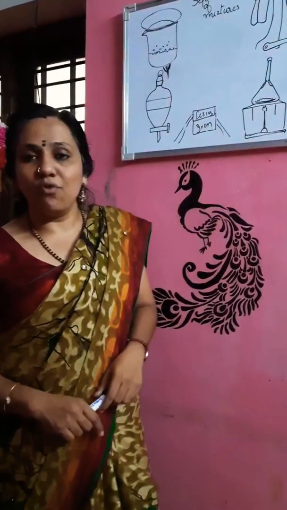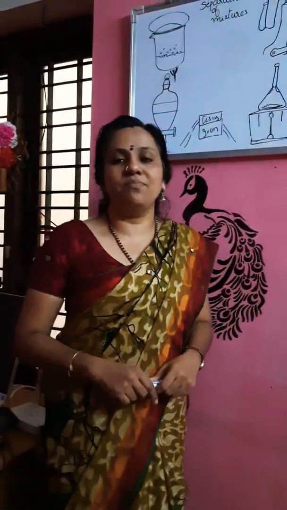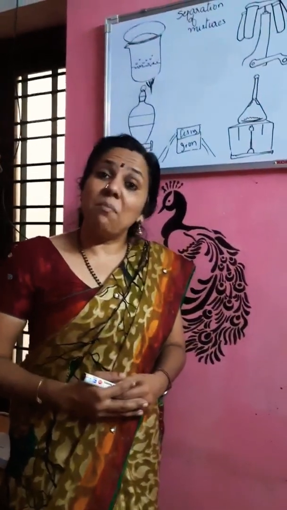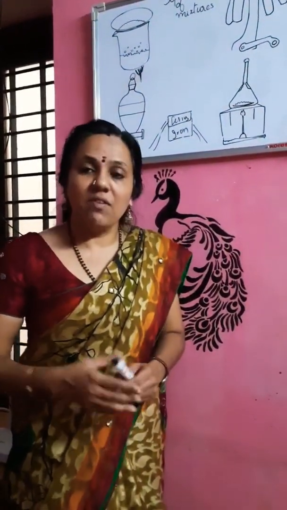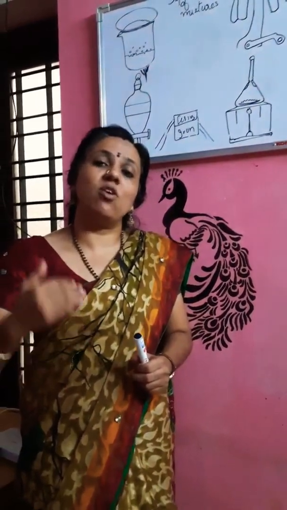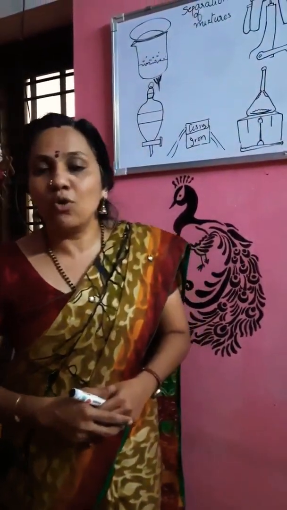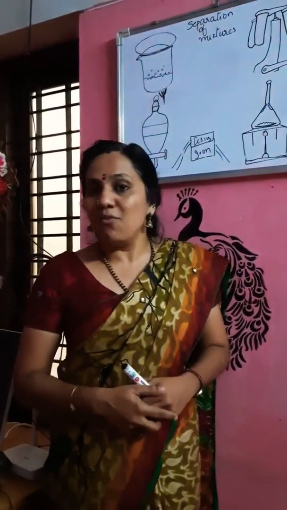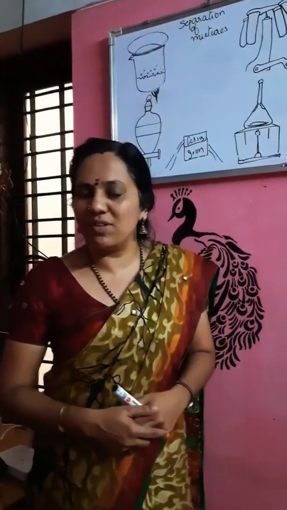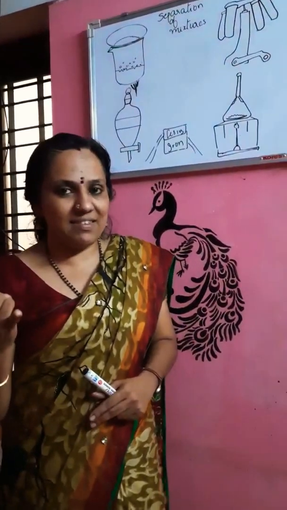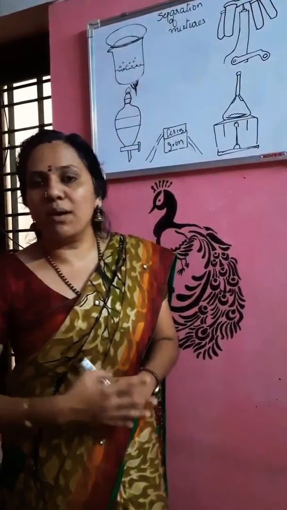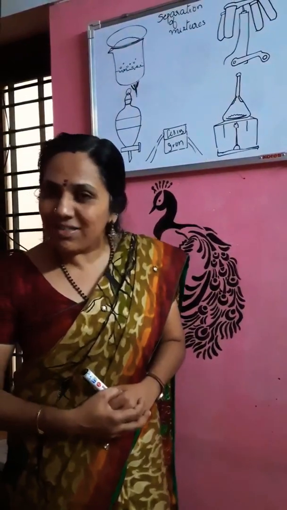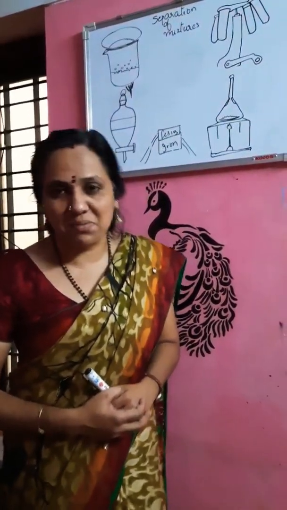Next is the fourth one, that is sublimation. It is applicable for sublimable substances. I told you about some sublimable substances. What is the specialty of it? They get converted directly from the solid state to the gaseous state. No intermediate liquid state will be there. For example, in the last class I told you about some sublimable substances: anthracene, naphthalene, then ammonium chloride, camphor. All these things are sublimable substances.